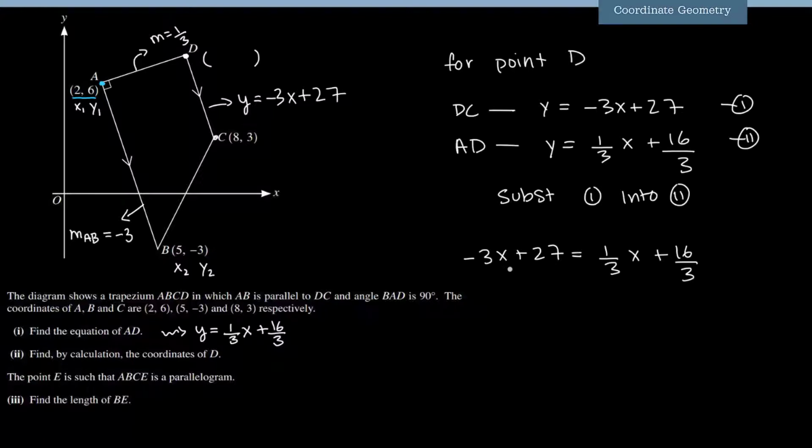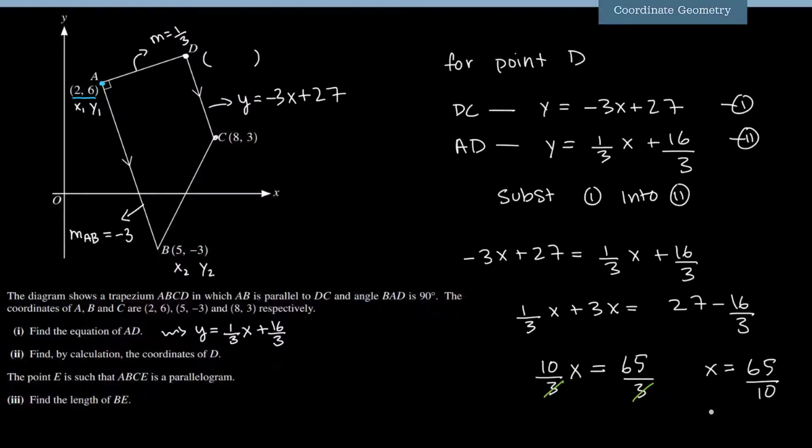Shifting the terms with x on one side and the terms without x on the other side would give me 1/3 x plus 3x is equal to 27 minus 16/3. 1/3 x plus 3x is equal to 10/3 x, and 27 minus 16/3 is equal to 65/3. Now multiplying both sides of the equation by 3 would cancel these two 3's out and I'm left with x is equal to 65/10, which is equal to 13/2. So the x coordinate of point D is 13/2 or 6.5.